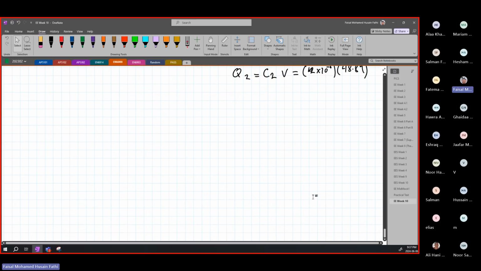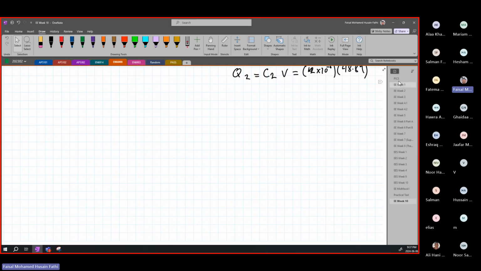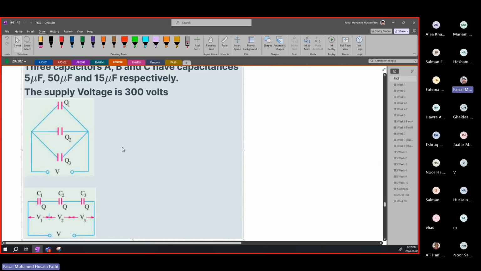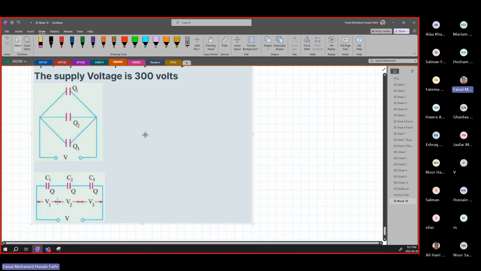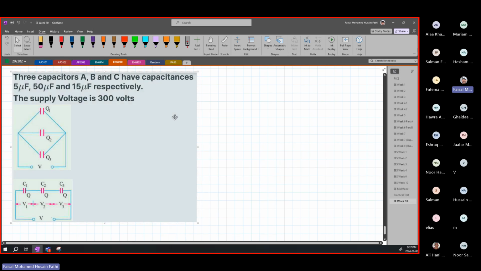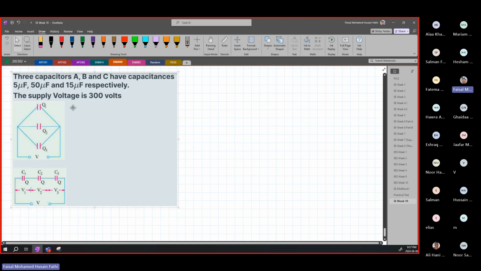Let's do another example so you guys can get a better idea of how this will work. Let's look at it here. 3 capacitors A, B, and C have capacitances 5, 50, and 15 respectively. All right. The supply voltage is 300 volts.